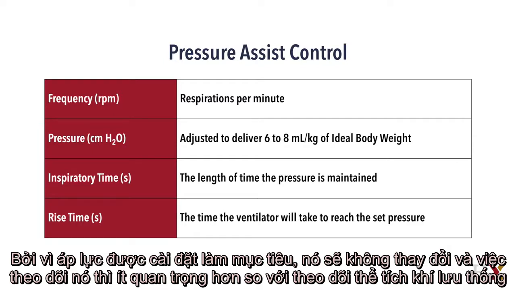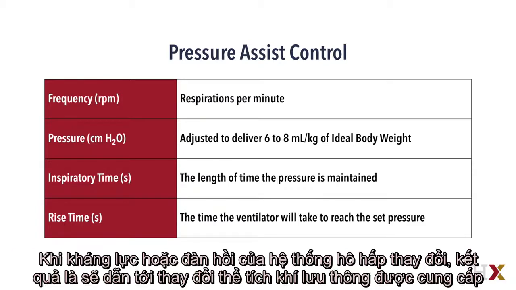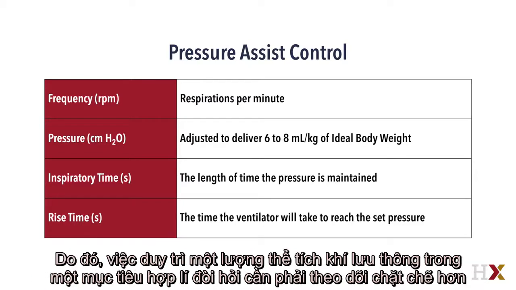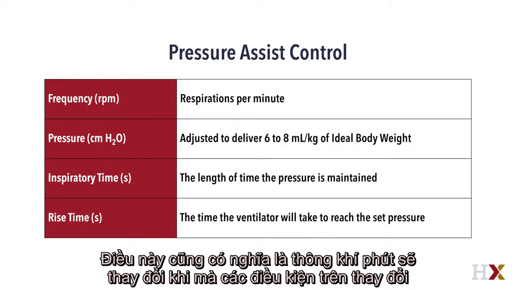Because the pressure is set as a target, it will not change, and monitoring it is much less important than monitoring tidal volume. As resistance or elastance of the respiratory system changes, the result will be a change in the tidal volume delivered. Therefore, keeping the tidal volume within a reasonable target requires closer monitoring. This also means that minute ventilation will also change when these conditions change.